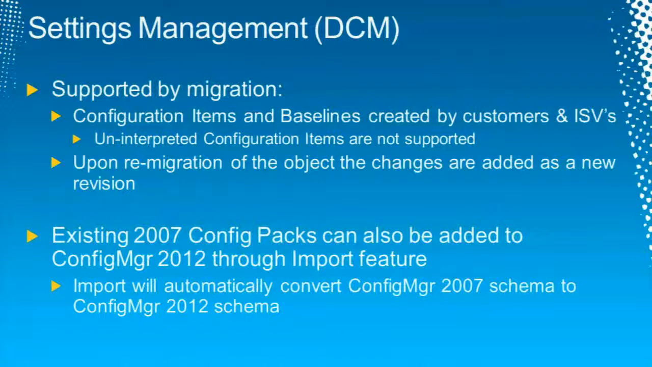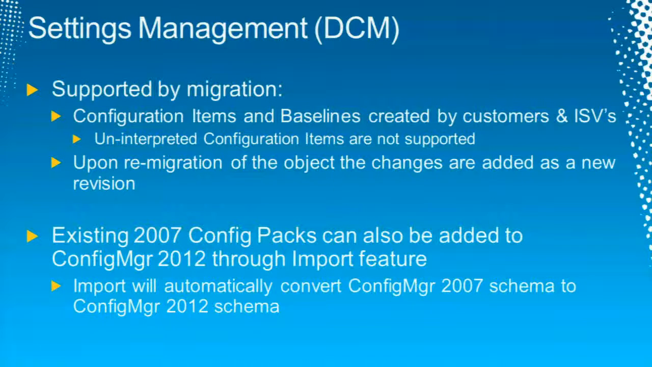DCM, or settings management, as we now call it. You can migrate over configuration items and baselines as long as they're interpreted. We will not migrate over anything that's uninterpreted. Basically the rule of thumb is if you can see it properly in your admin console, it's interpreted, and we should be able to migrate it over. But if it doesn't display properly when you look at configuration items or configuration baselines, if you don't see all the properties there, it was created by some tool, and we likely can't migrate it over. So as long as you create it in the console or with supported tools, then you should be able to migrate them over. You can also import configuration packs from 2007.